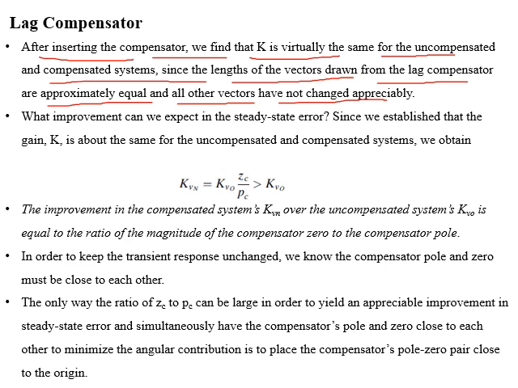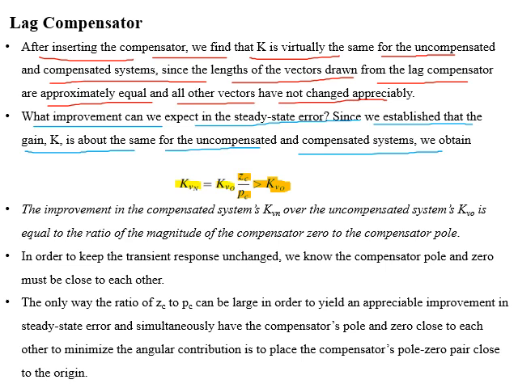Now we will study improvements in steady-state error. Since we established that gain k is same for both compensated and uncompensated networks, if we relate the static error constant of both networks, we will come to the result that static error constant of compensated network is equal to static error constant of uncompensated network multiplied by the ratio of compensator zero over compensator pole, and it will be greater than static error constant of uncompensated system.